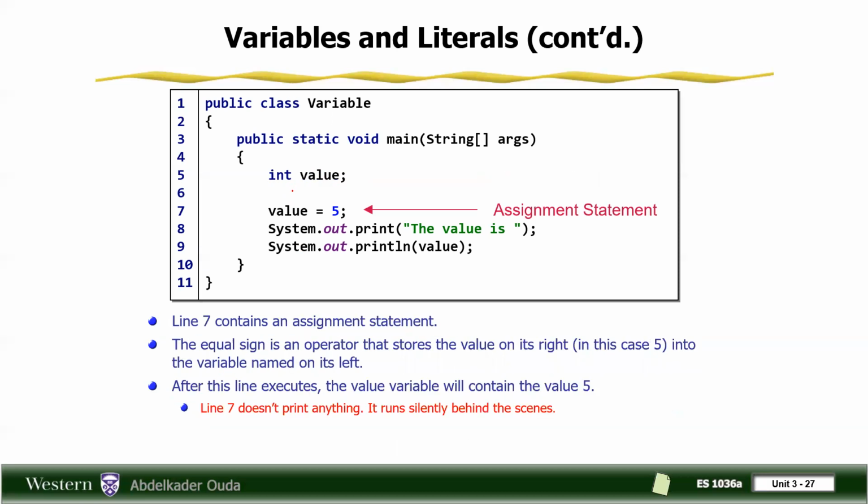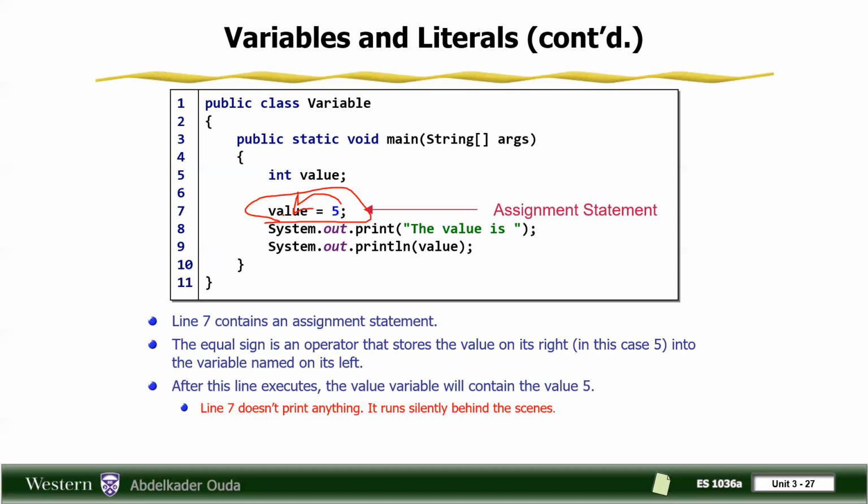So in line number 7, we give the value of 5. We call this an assignment statement. When we put a variable name equal to something, whether an equation, a single value, a multiplication or a summation, it is an assignment statement. So line 7 contains an assignment statement.